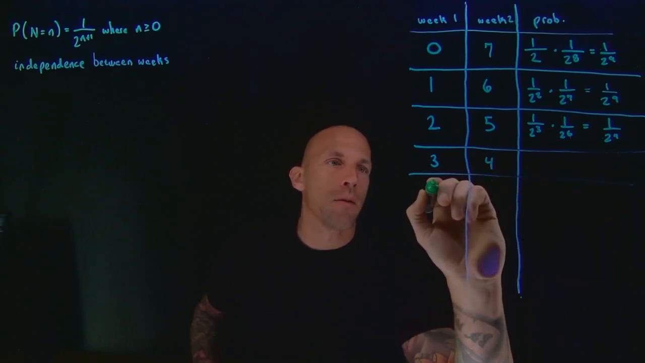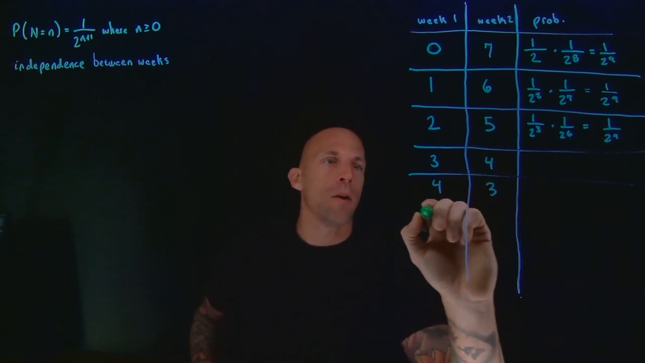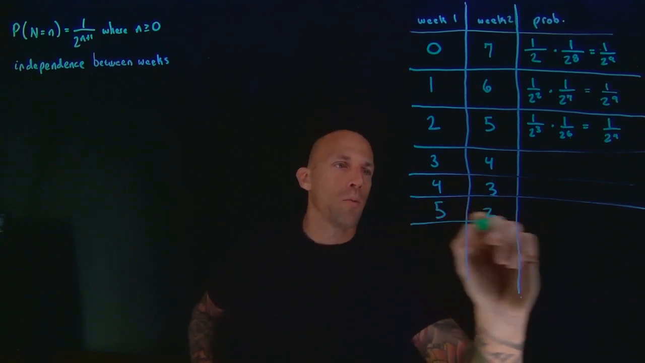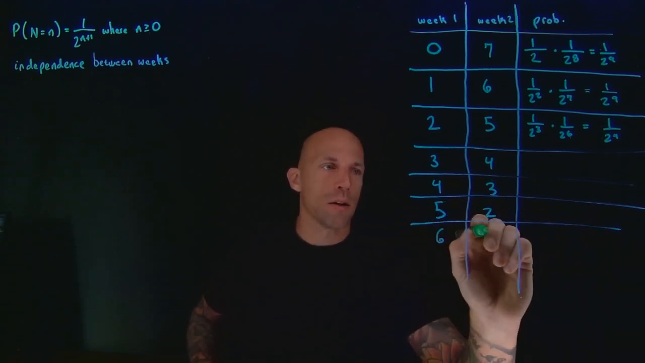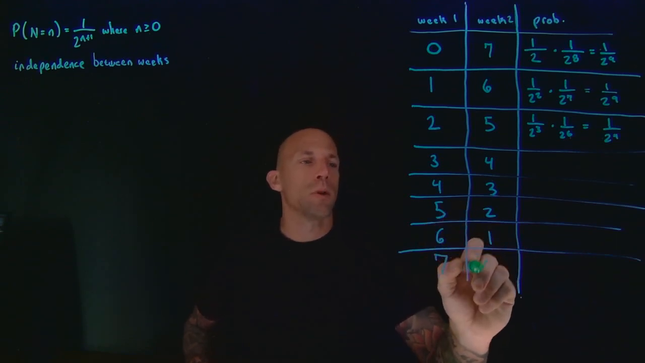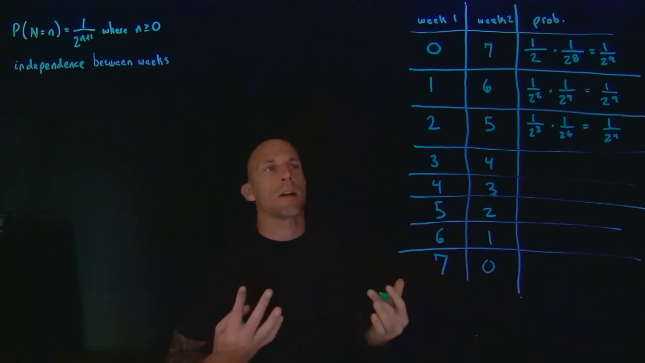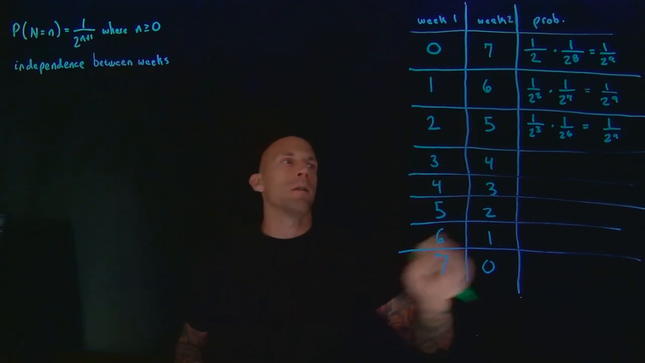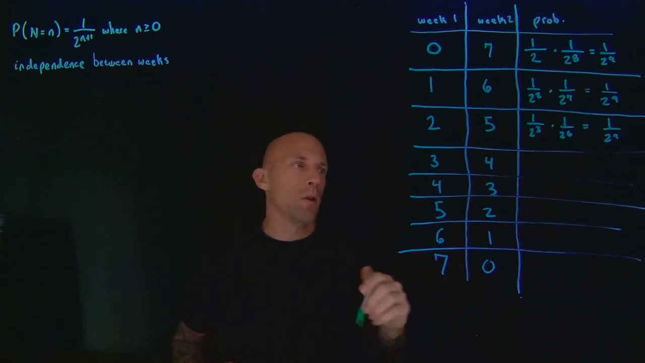We could have 4 and then 3. We could have 5 and then 2. We could have 6 and then 1. Or we could have all 7 claims in the first week and no claims in the second week. Either way, every time we take these numbers and plug them in here and do our multiplication, we're going to get 1 over 2 to the 9th.